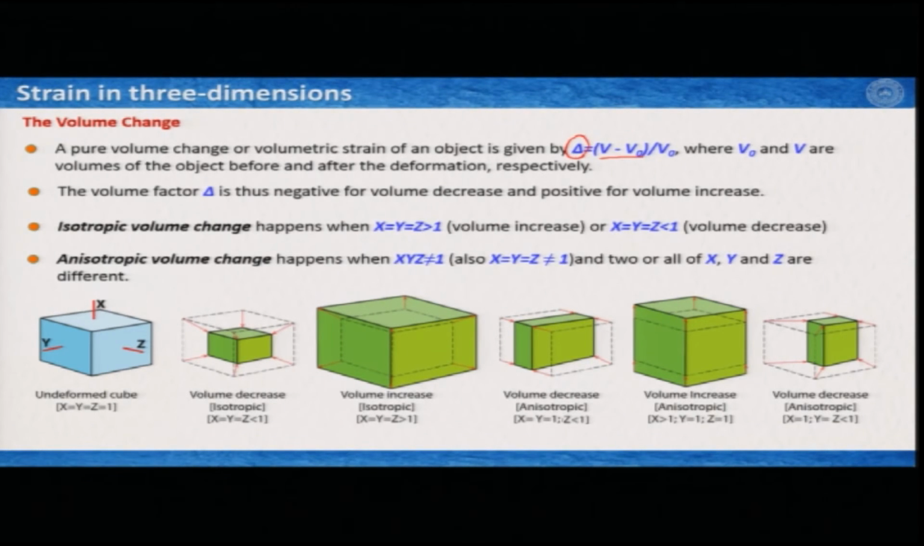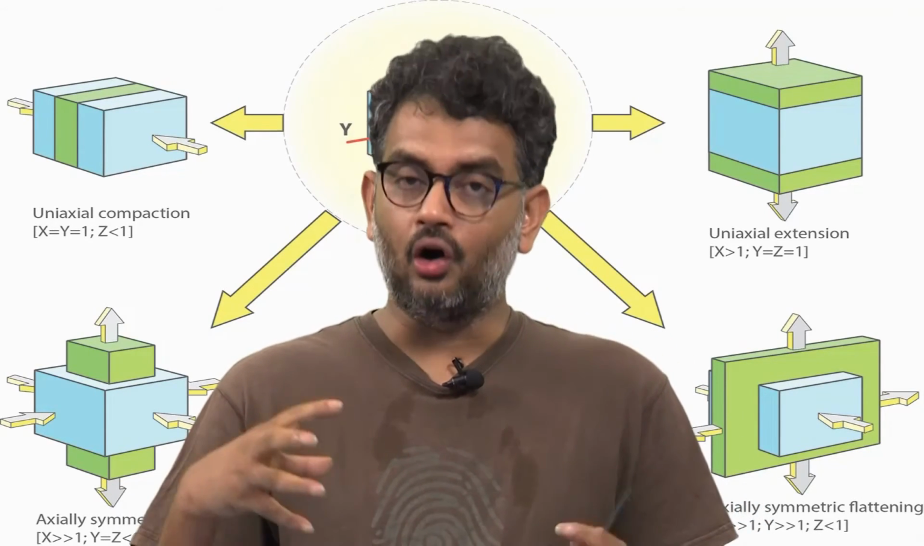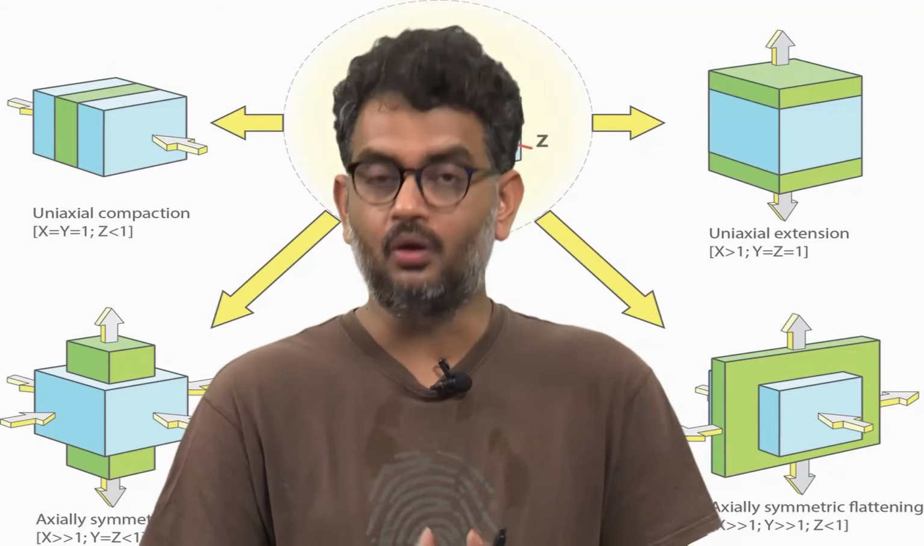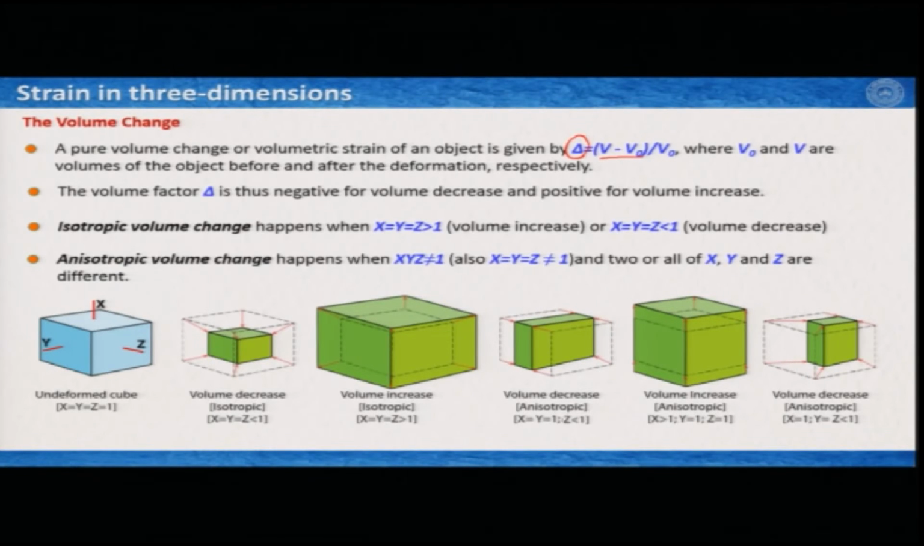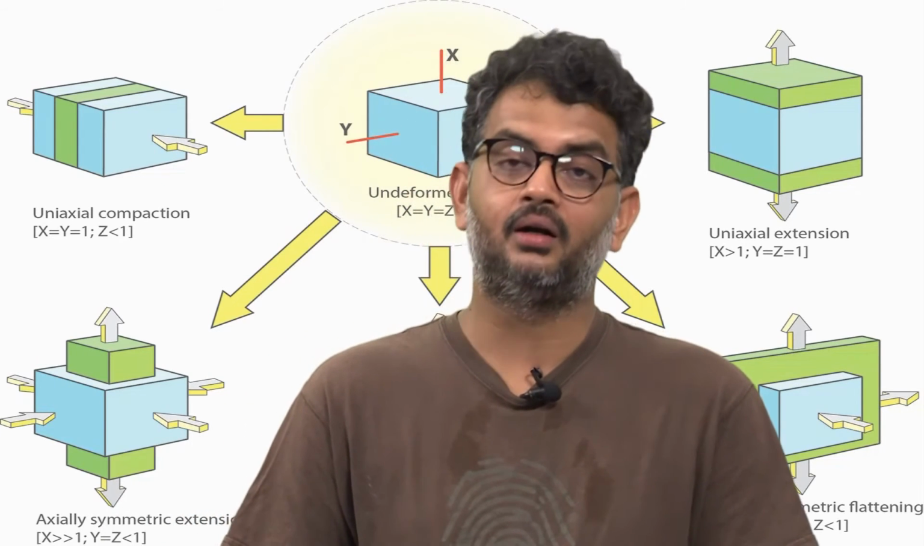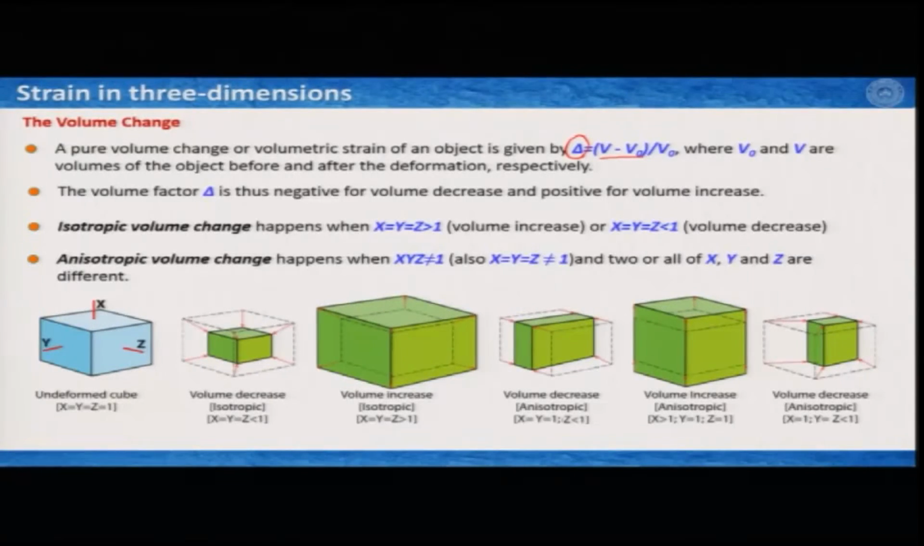Now, volume decrease and increase can happen either isotropically or anisotropically. If it happens isotropically, it means that all principal axes of strain are either extending or shortening equally, and if that does not happen, then it is anisotropic volume change. So, isotropic volume change could happen when x, y, z are all equal and greater than 1, in which case you would have volume increase, and if these are all equal but the values are less than 1, then you have volume decrease. Here I have tried to show these with some illustrations.